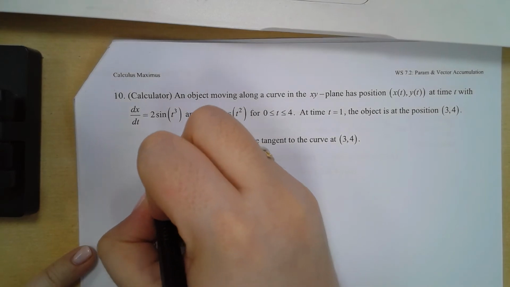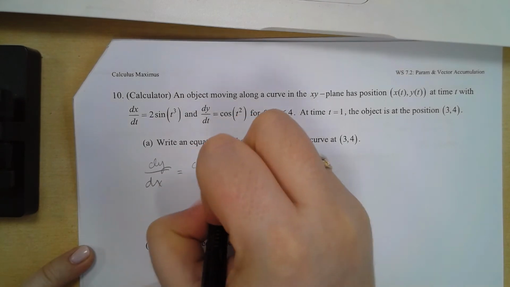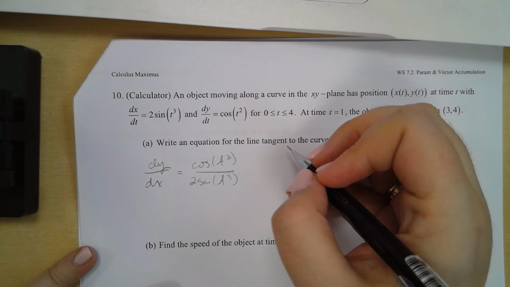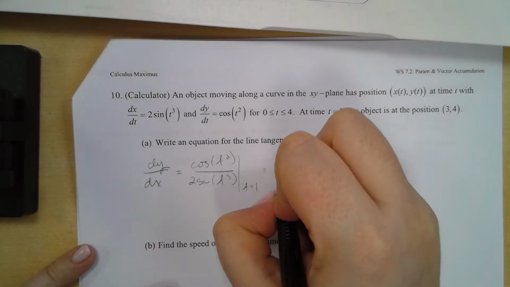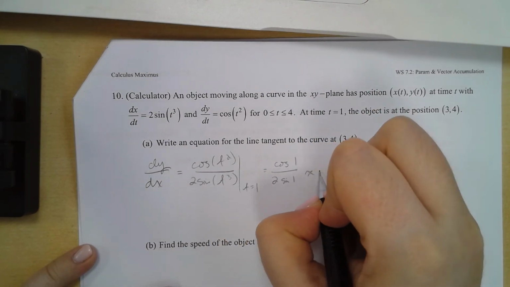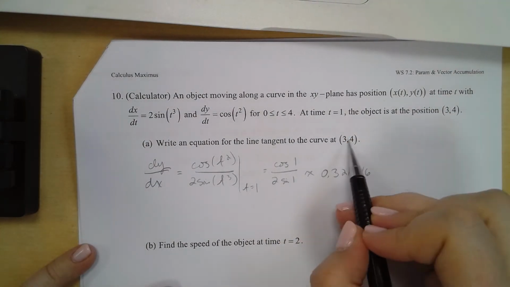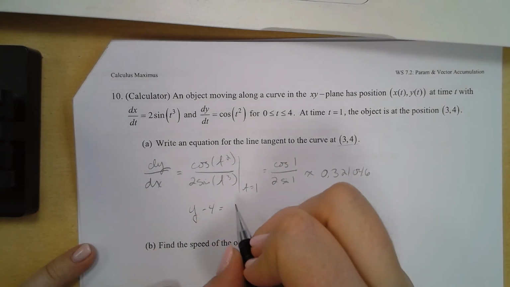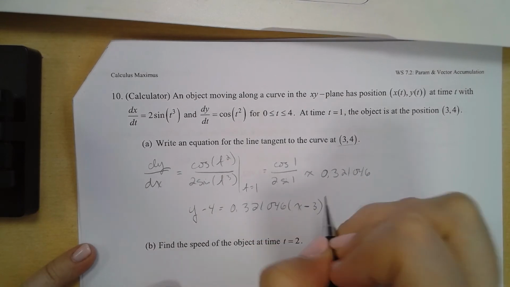So dy over dx is going to be equal to cosine of t squared over 2 sine of t cubed. And we need to evaluate that at t equals 1. So we have the cosine of 1 over 2 sine of 1, which is approximately 0.321046. So now we actually have been given our points, so we can just write that line. So y minus 4 is equal to 0.321046 times x minus 3.